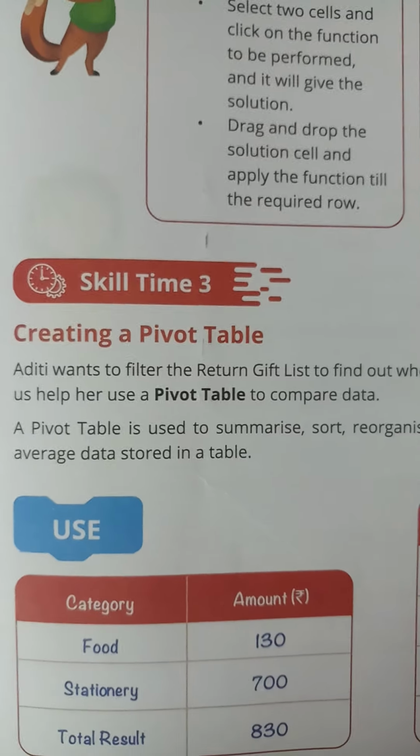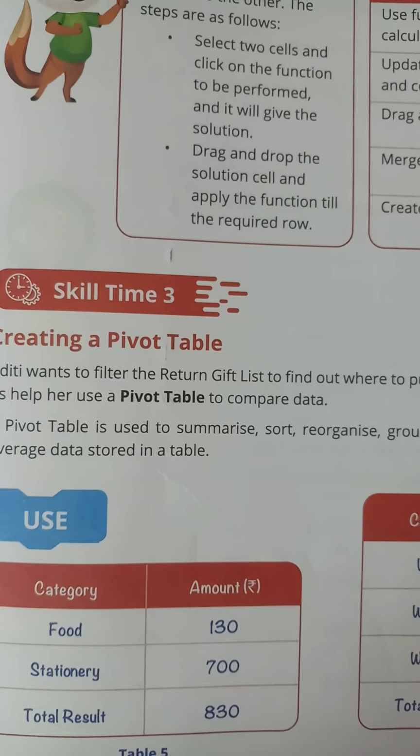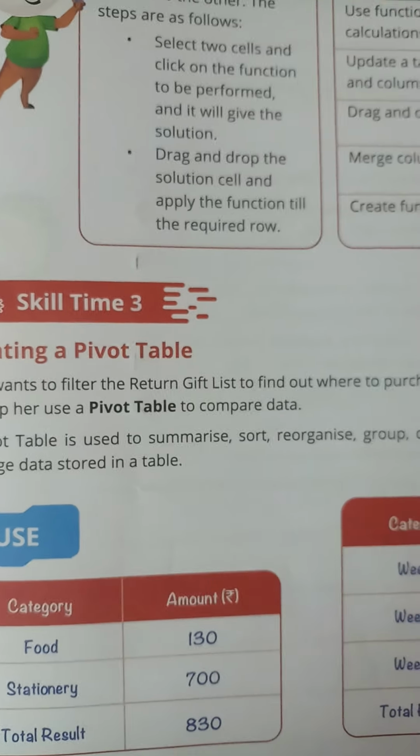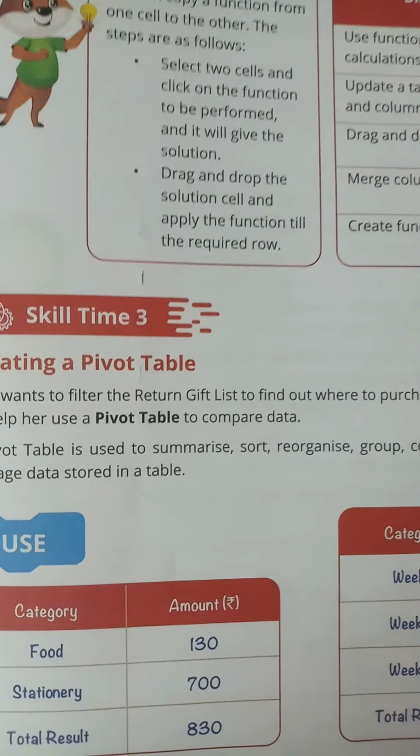So, what is a pivot table? It is used to summarize the data or to sort the data or reorganize the data. It also groups the data, counts the data, and also calculates the total or average. Okay, so what is the procedure?